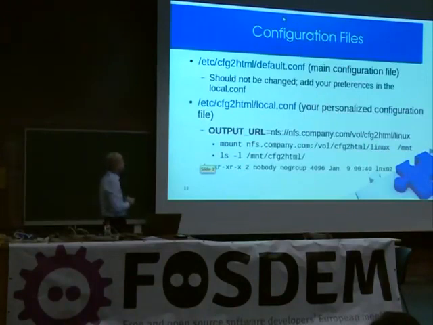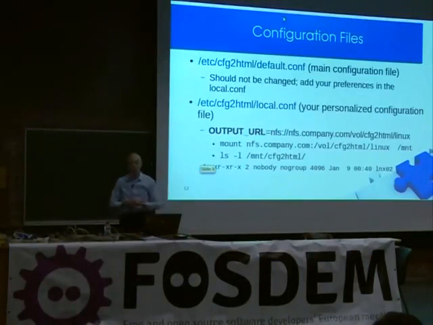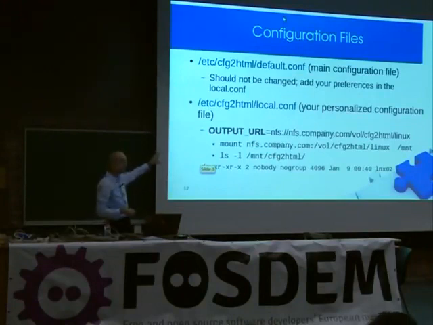I already mentioned the configuration files. The main configuration file, default.conf, is in the etc/config2html directory. You shouldn't change anything there. You can look at it, and if you see something you want to modify, copy it into the local.conf file. The main use of the local.conf file by me, personally, on the customer side, is the output_URL. That is the way you can mount an NFS share and collect everything at one central point. In fact, that piece of code comes from Relax-and-Recover. It's one of my other projects.